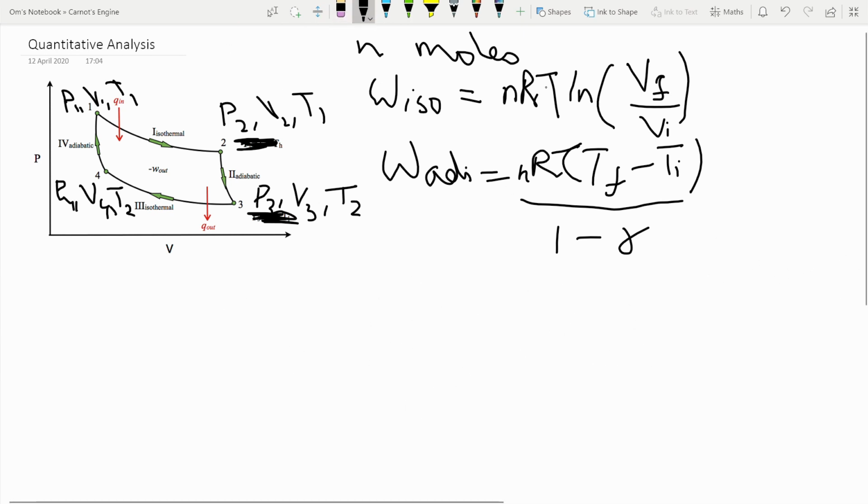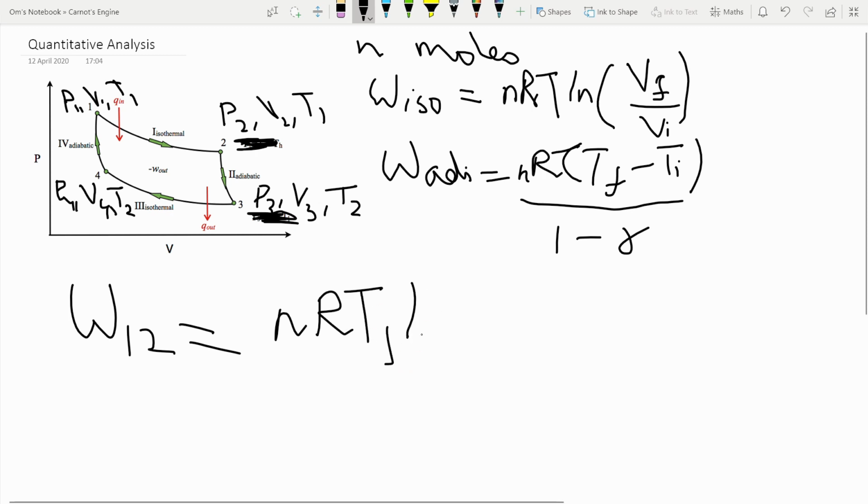Okay, so we're going to try and evaluate the work done from the first process, that is isothermal expansion. So the symbol n will remain the same, so will the symbol R, the universal gas constant, and the temperature is actually going to be T1 throughout the process. So it's going to be nRT1, and we're going to write this as ln of V2 by V1.